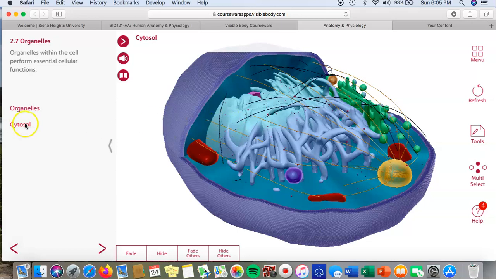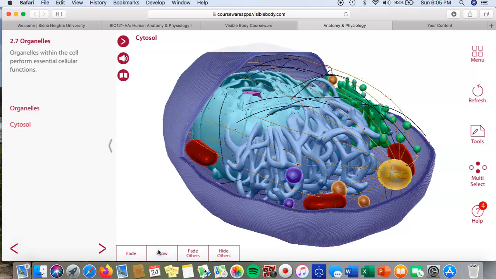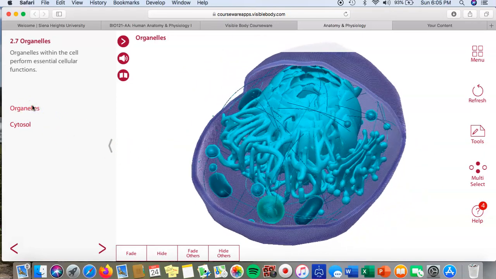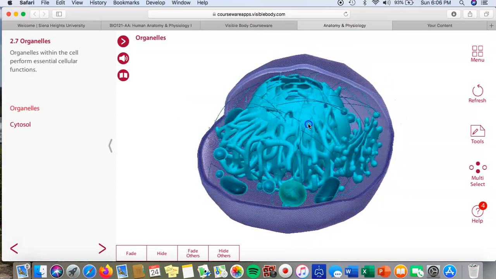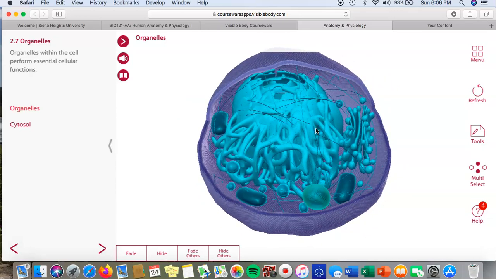Let's hide the cytosol so you can see the rest of the organelles that were hidden in that jelly-like substance. And let's click on organelles. So organelles is this big term for basically everything that's left in this cell. The word organelle just means little organ. What they are is membrane-bound, which means they have membranes themselves, so they're protected by the cell membrane, but these also have their own membranes. And they each perform their own specific functions, and we'll look at all of them today.